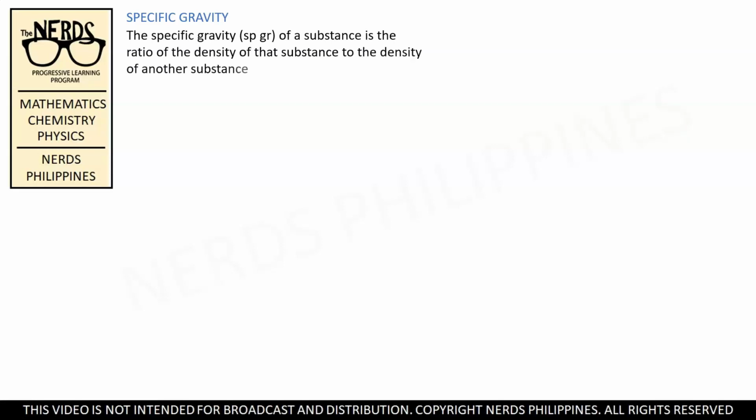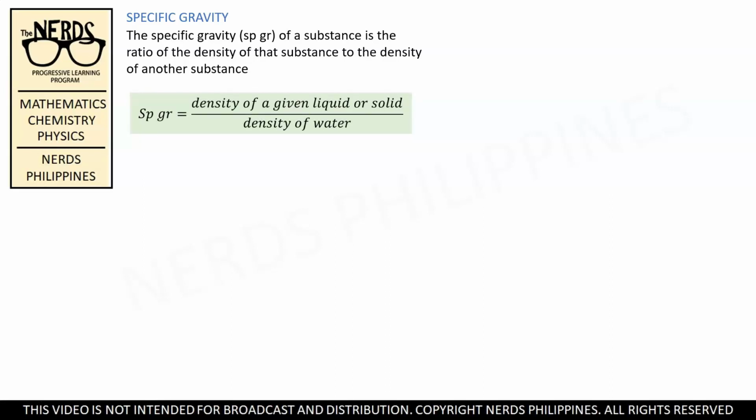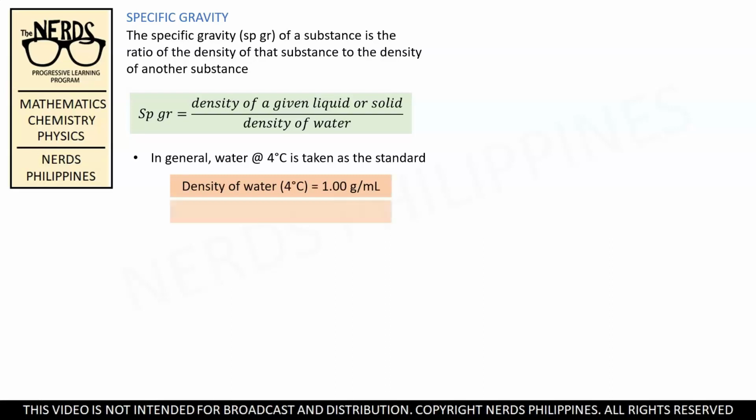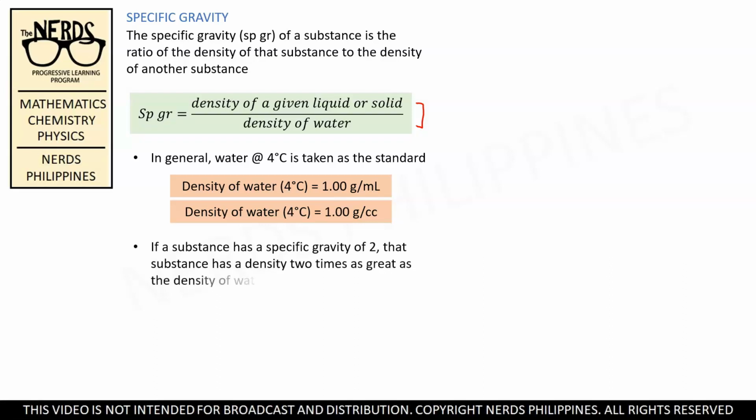Now, let us talk about specific gravity. The specific gravity of a substance is the ratio of the density of a substance to the density of another substance. So let's say you want to get the specific gravity of a given liquid or a solid, you have to divide its density by the density of water. Because in general, water at 4 degrees centigrade is taken as the standard, which is equal to 1 gram per milliliter or 1 gram per cubic centimeter. So since we are talking about a ratio between the density of a liquid or a solid against the density of water, if a substance has a specific gravity of 2, that substance has a density 2 times as great as the density of water.